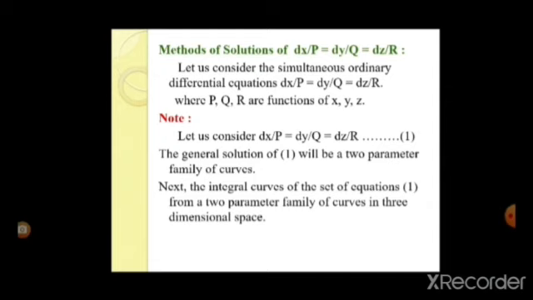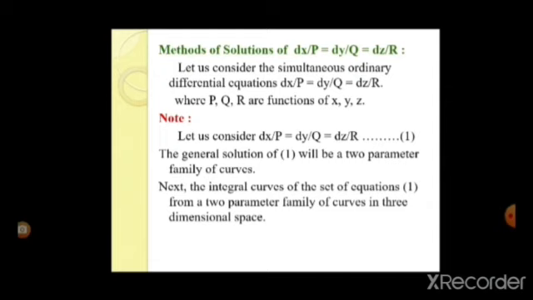Coming to the concept, methods of solution of dx by p equal to dy by q equal to dz by r. Let us consider simultaneous ordinary differential equations. The set of equations we have considered here, dx by p equal to dy by q equal to dz by r, is an ordinary differential equation. Why? Because here we have dx by p, and we are using the differential operator d. We are not using dou here.